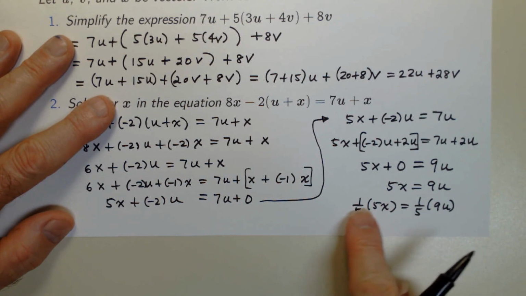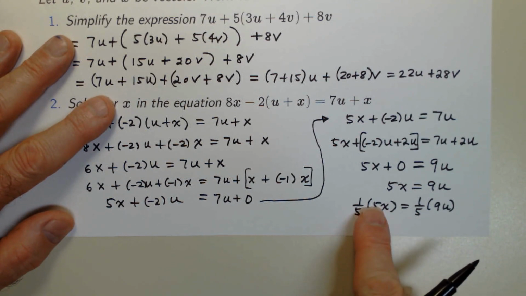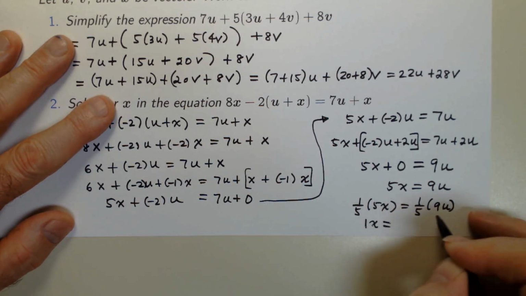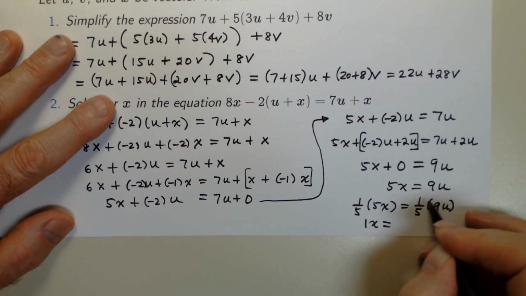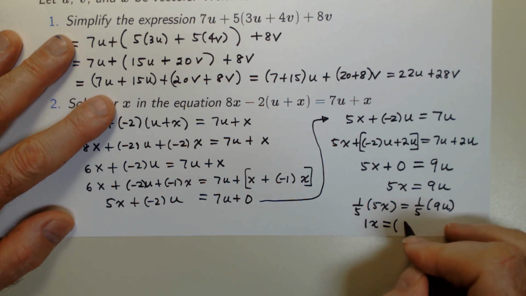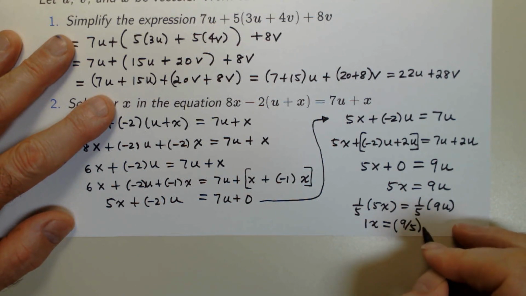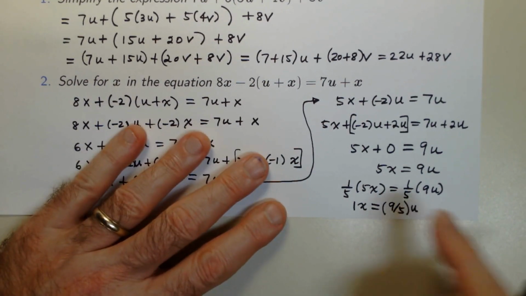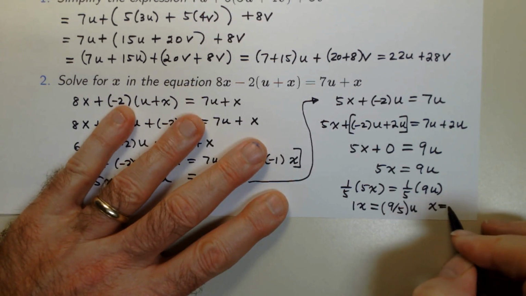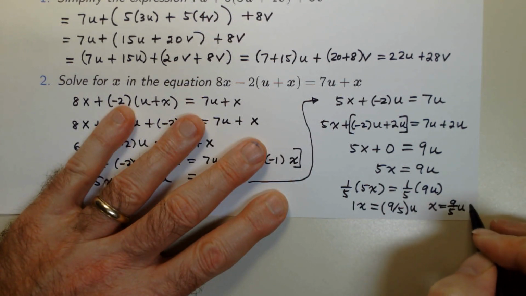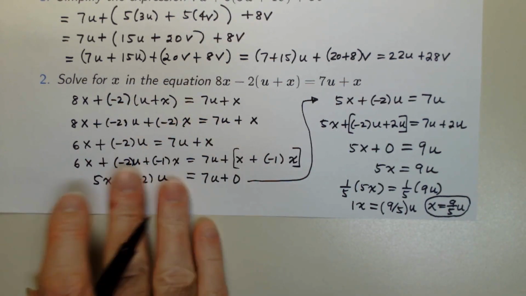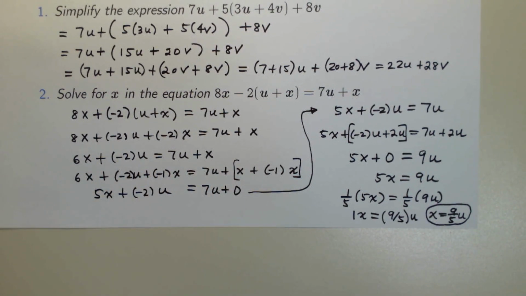Now again, using my double scaling rule, this is the same thing as 1/5 times 5 or 1 times x. And this is going to be 1/5 times 9 or 9/5 of u. But 1 times x is just the vector x, and so this is simply x equals 9/5 u. Okay, so we've solved this equation. We've been able to express the vector x simply in terms of the vector u.